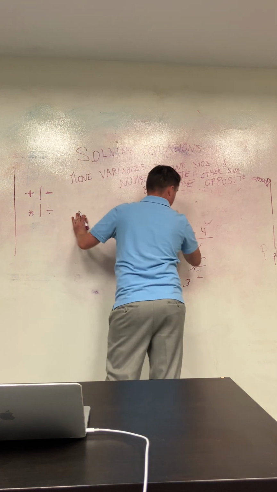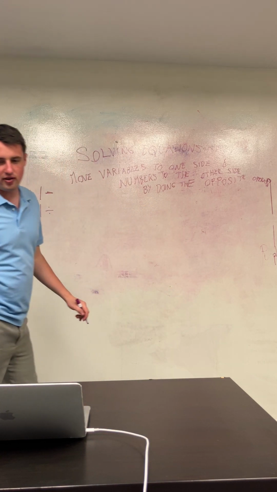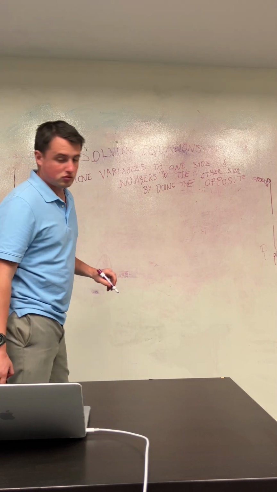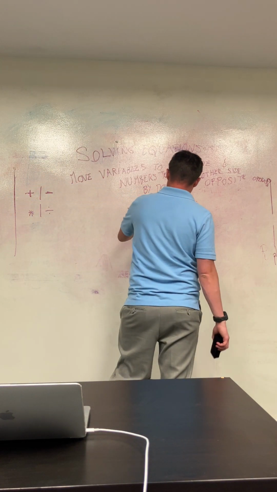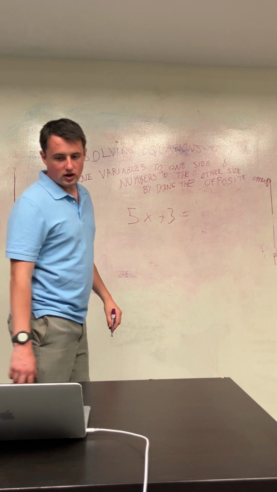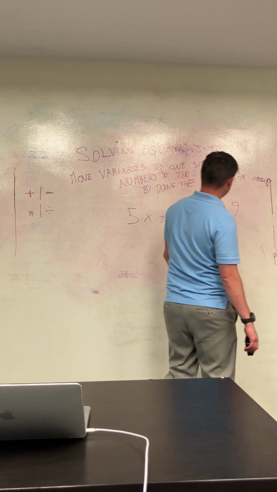So here's one, a little more complicated. I see you smiling. And I know we've got 3 minutes left to wrap it up. 5x plus 3 equals 2x plus 9. Alright.